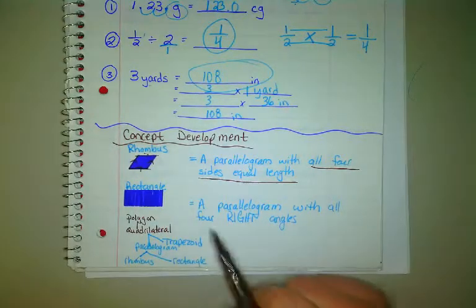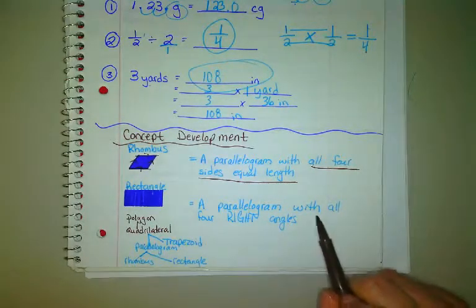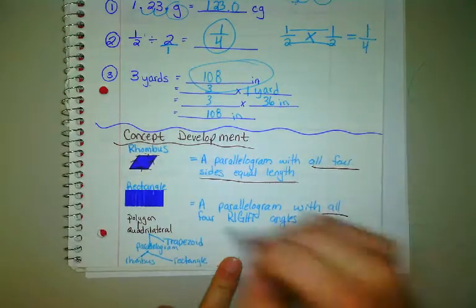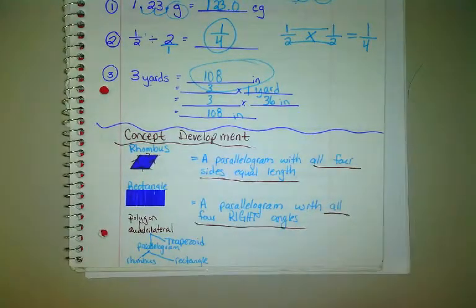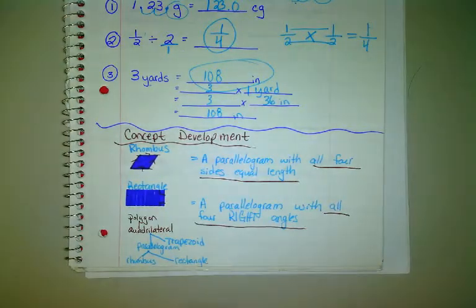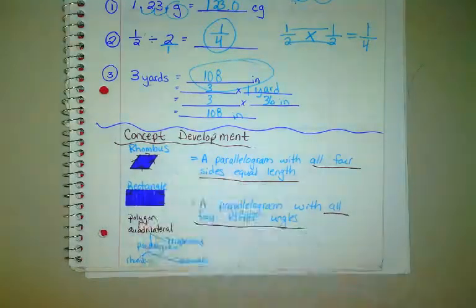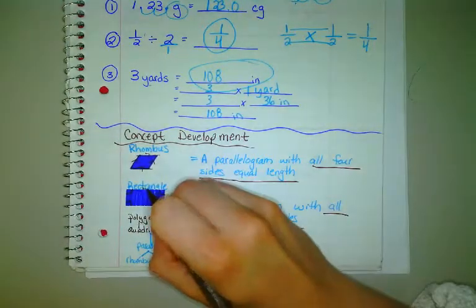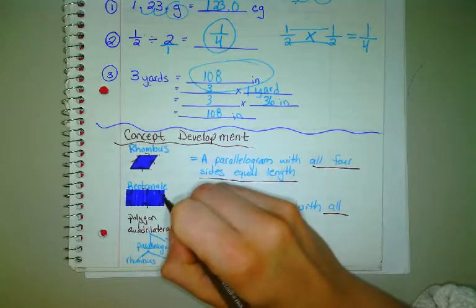Now a rectangle is a parallelogram. Its sides are not all the same length, but it does have all 4 right angles. If you look, I have a right angle here, a right angle here. It's kind of hard to see, I'm sorry. Right angle here, and a right angle here. Again, it's a parallelogram because its opposite sides are parallel.